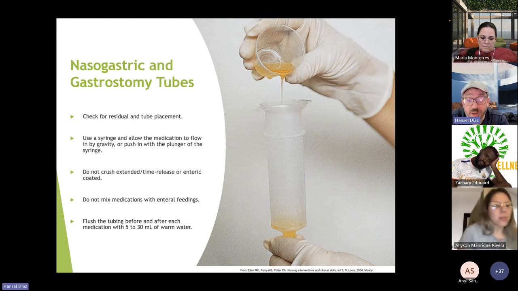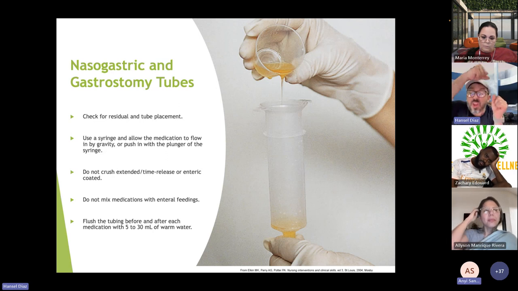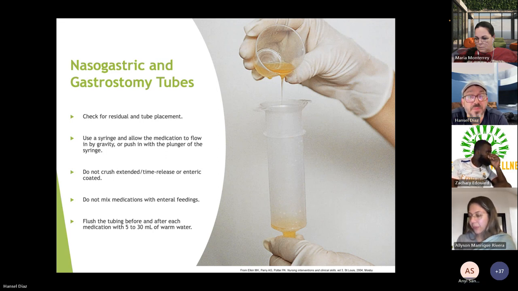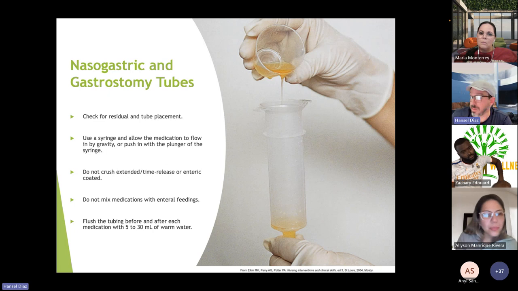Even if they're out of it, even if they have Alzheimer's, even if they are contracted like this, that they look like nothing much, they still don't like cramps, and you shouldn't give them cramps. So use lukewarm water when you're flushing your PEG tubes, right? Yes. That's NCLEX.